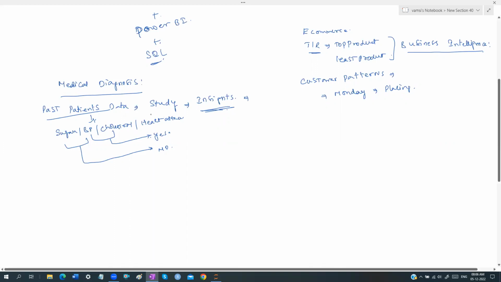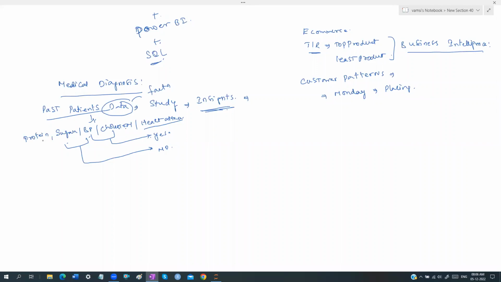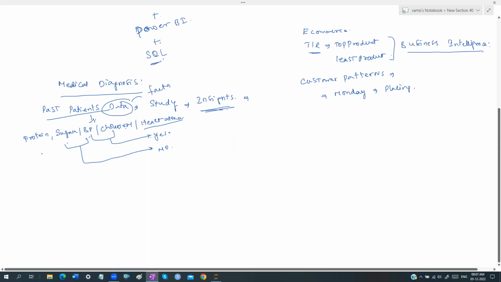But the problem here is that nowadays the data size has become very, very large. It is not in terms of the number of patients, guys, but the number of factors. A heart attack does not depend only on these three factors. There are so many new research things coming. So and so protein may be responsible for a heart attack, or some vitamin deficiency may be responsible. So there are so many factors coming, guys.